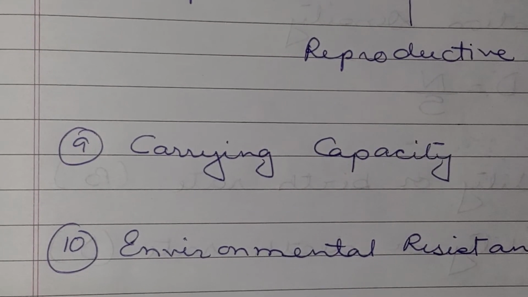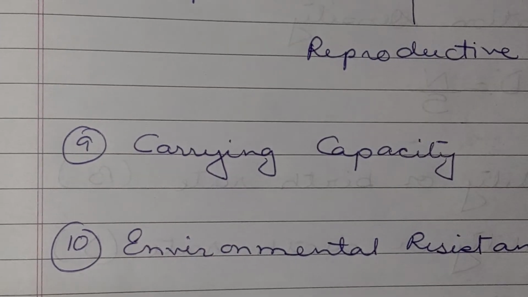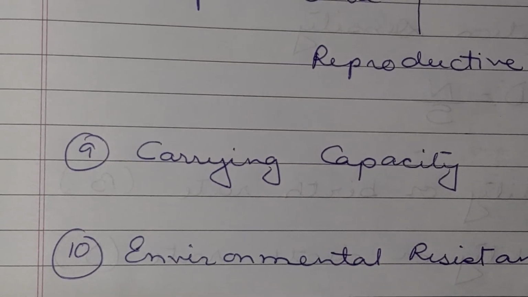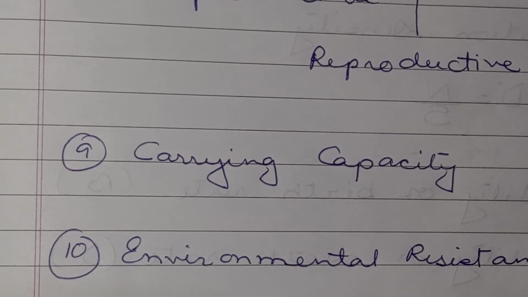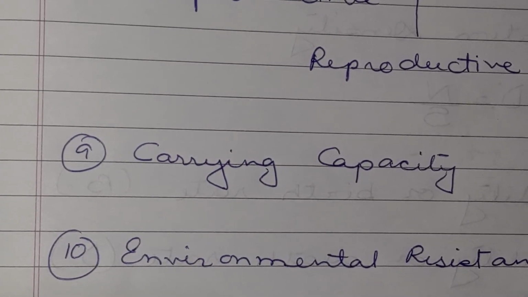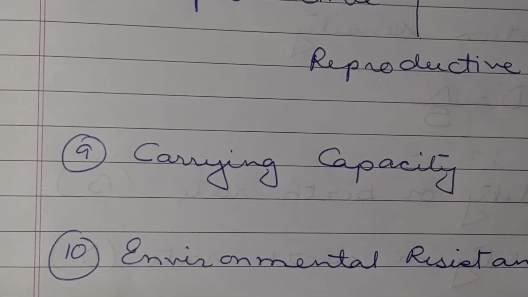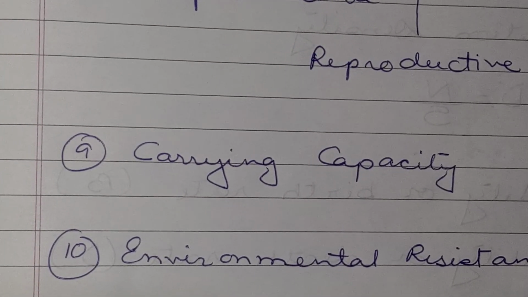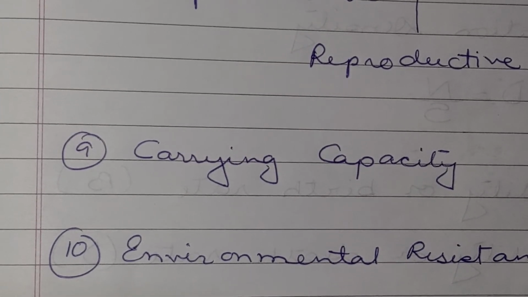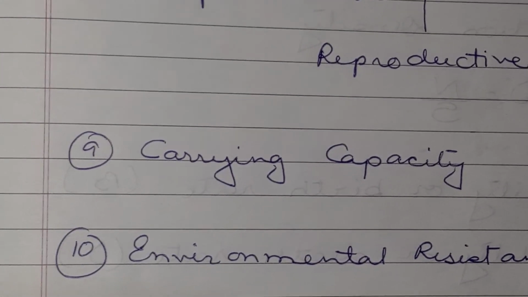Then next is the carrying capacity. Carrying capacity means the maximum number of individuals of a population which can be provided with optimum resources for their healthy living. That means whatever amount of food and shelter is needed, that particular requirement is given by the particular area for the population. So that is called the carrying capacity.